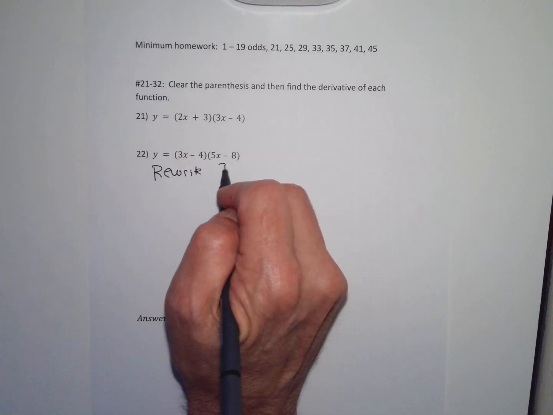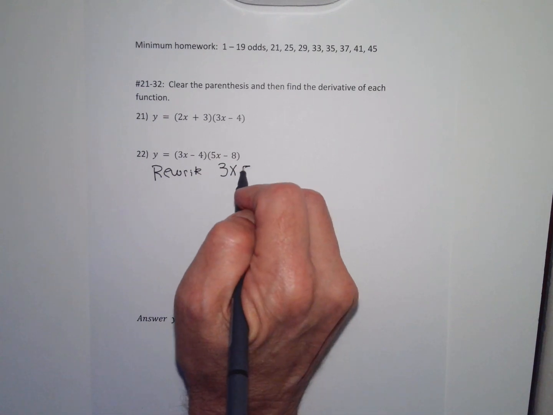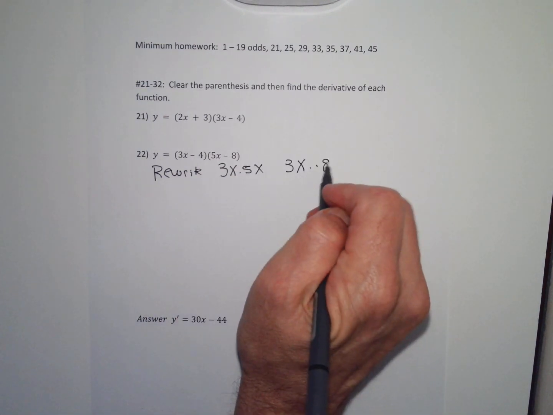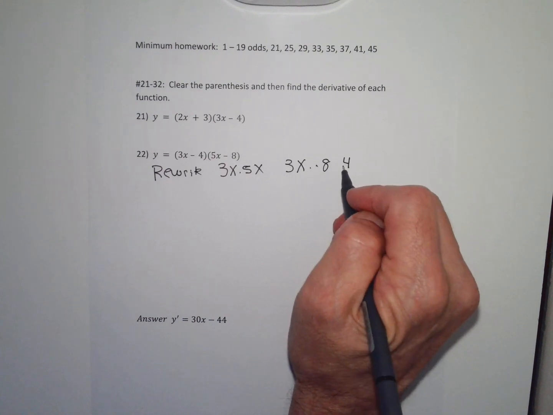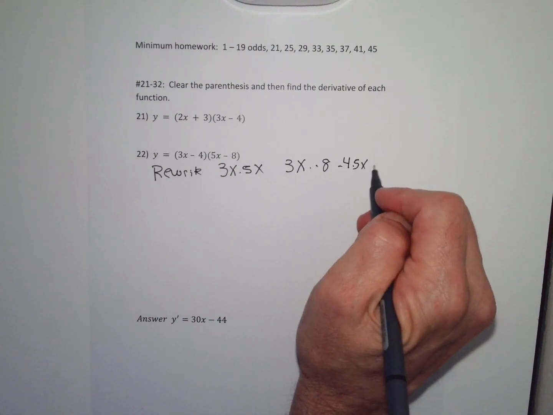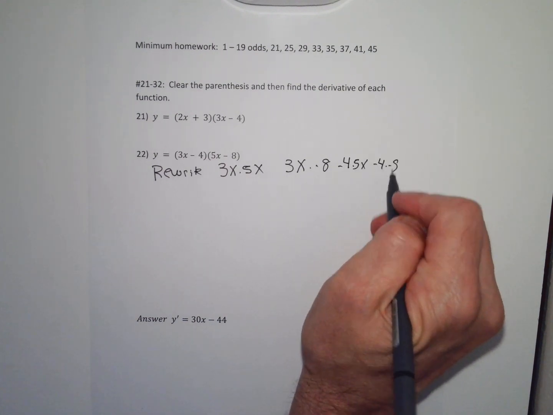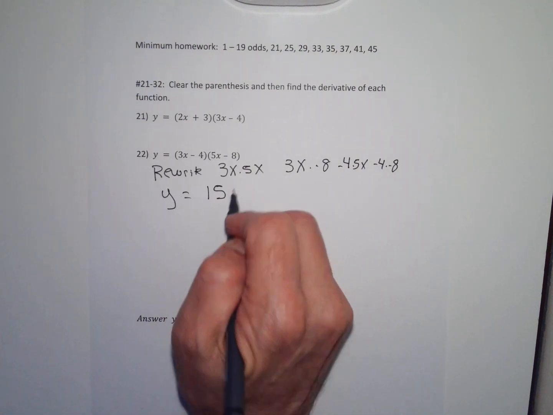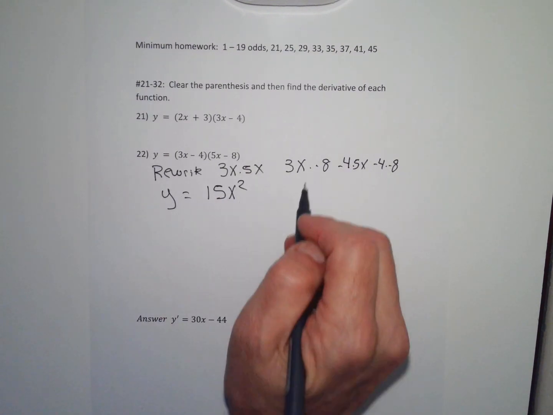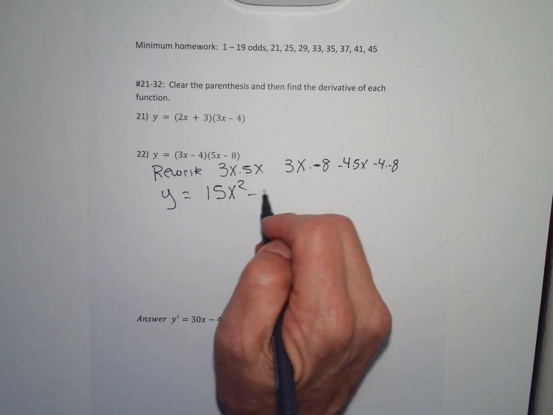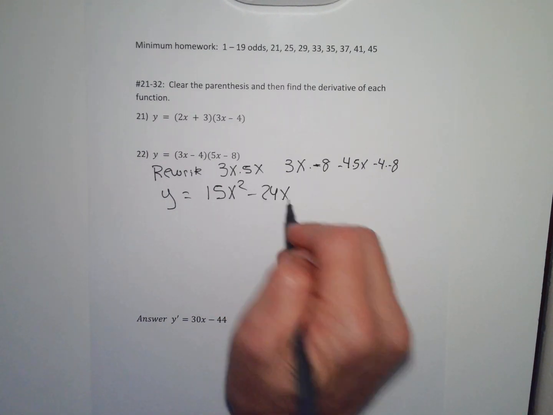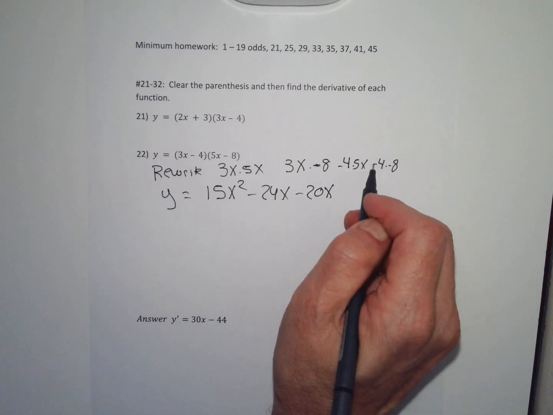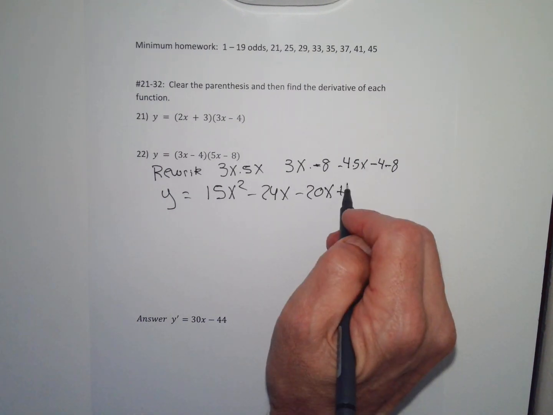I need to go firsts, outers, inners, and lasts. And I'm going to get y equals 15x squared minus 24x minus 20x, and then minus 4 times minus 8 is plus 32.